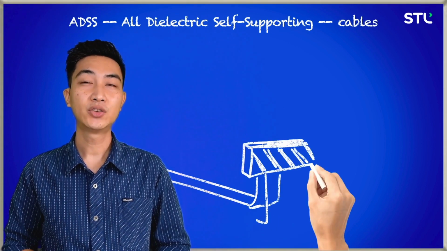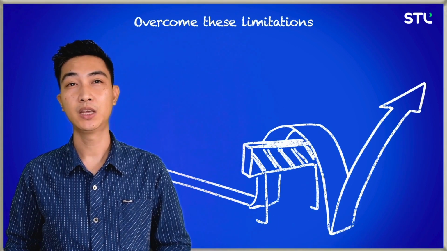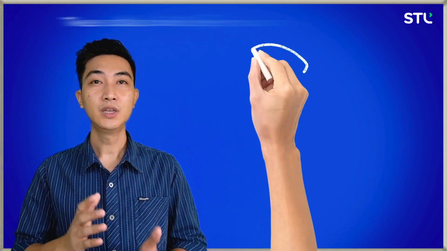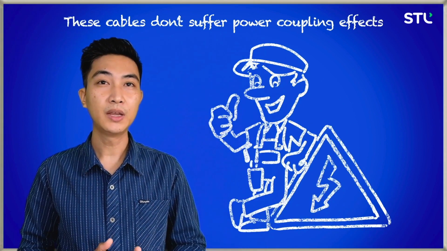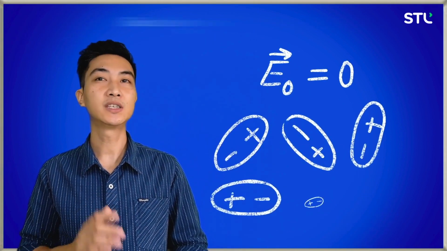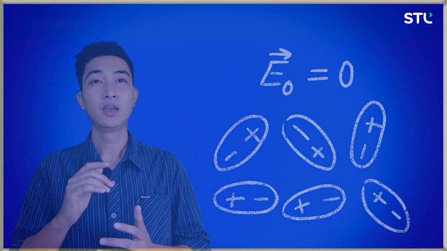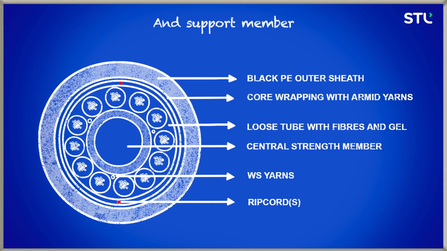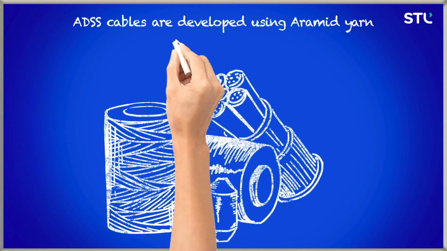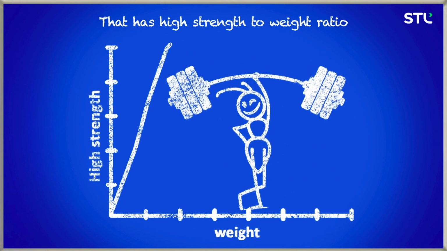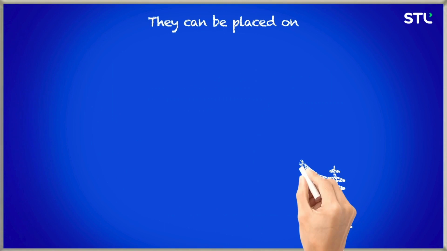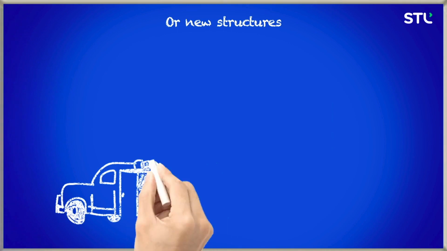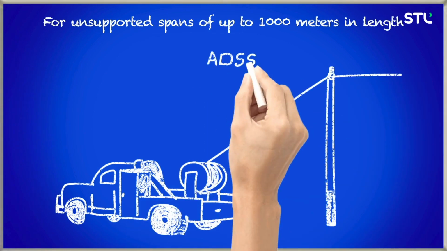ADSS, all dielectric self-supporting cables, overcome these limitations. They are our second type of self-supporting cable. These cables don't suffer power coupling effects and bonding and grounding issues since they are fully dielectric. They are designed with their non-metallic strength member and support member. ADSS cables are developed using aramid yarn that has high strength, strong fabric integrity. They can be placed on either existing aerial support structure or new structure for unsupported spans of up to 1,000 meters in length.